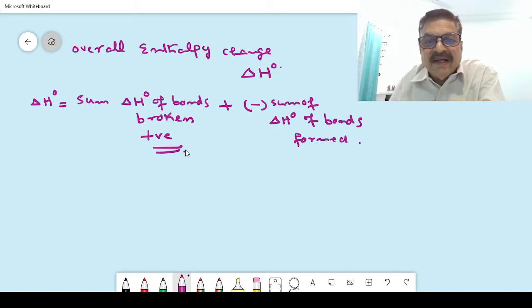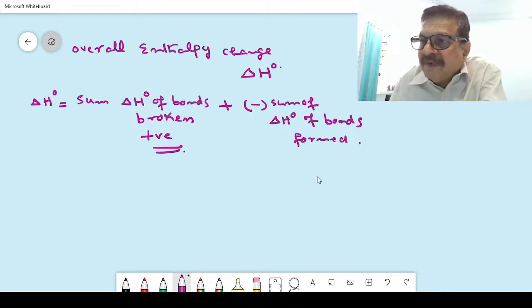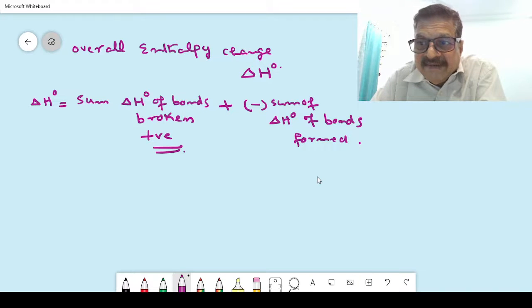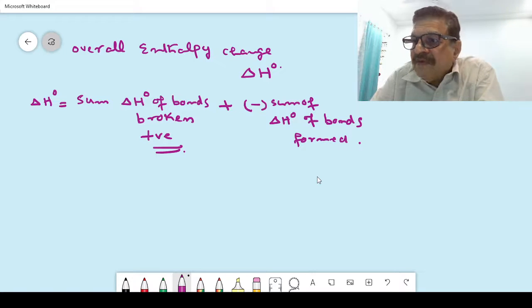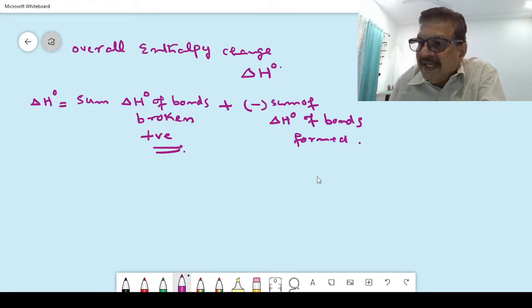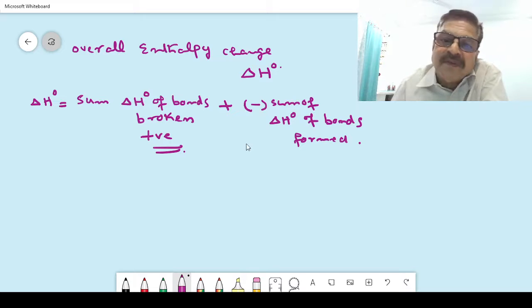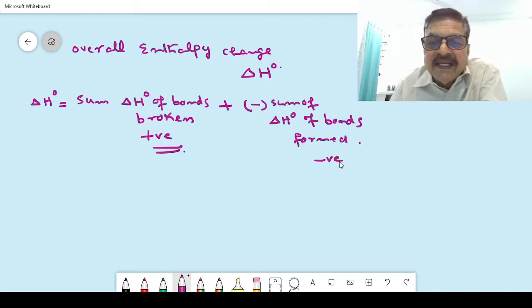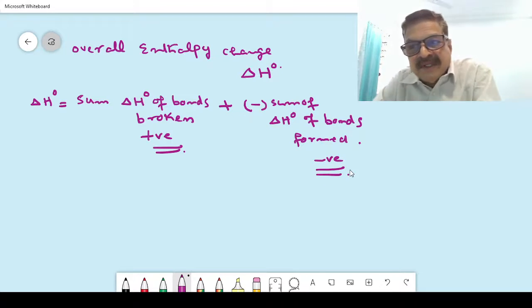Okay, here that is the delta H of bonds formed. It is the sum of the bond dissociation energies of all bonds formed in the product stage. A negative value shows energy released in forming the bonds here. Negative means energy is released in forming the bonds.